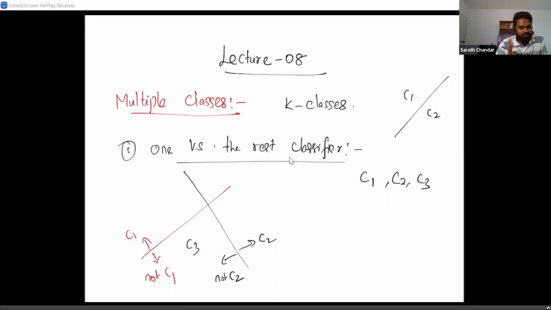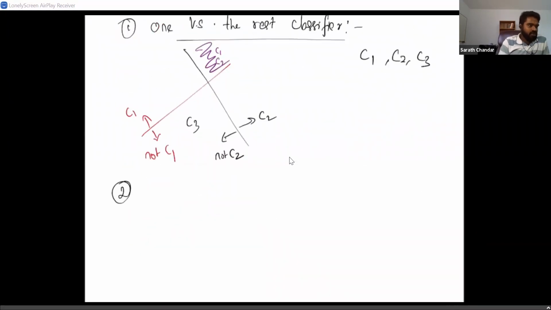Now, this approach has a small issue, which is basically this region. In this region, everything is classified as C1 because it is to the left of the red decision boundary, and also as C2 because it is to the right of the C2 decision boundary. So this is the issue with the one versus rest classifier. Can we do better than this? There is a second approach, which is the one versus one classifier.